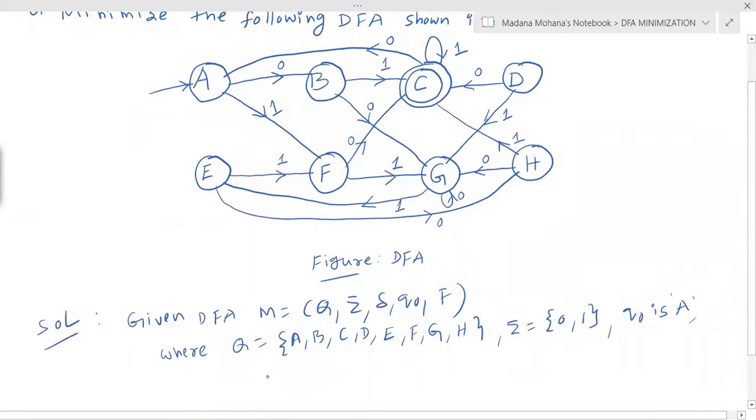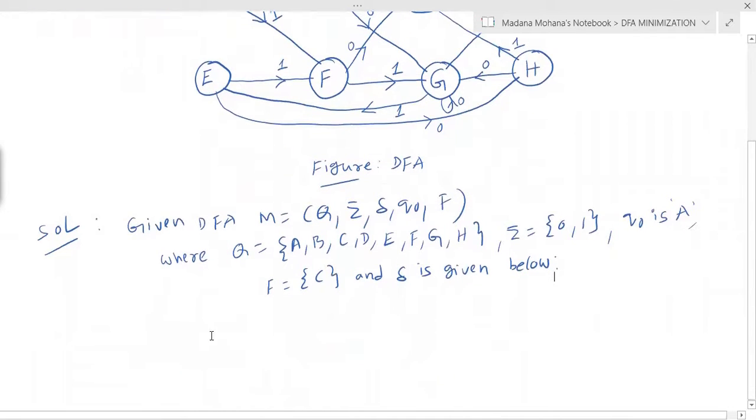Then F equals {C}, and delta is given below. So write down all these transitions. These transitions we will use while solving the minimization problem.